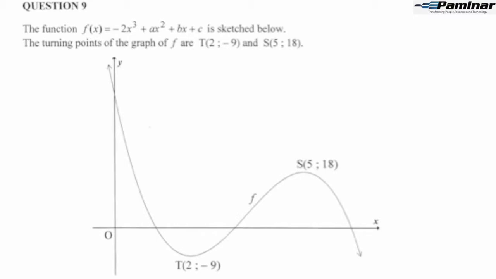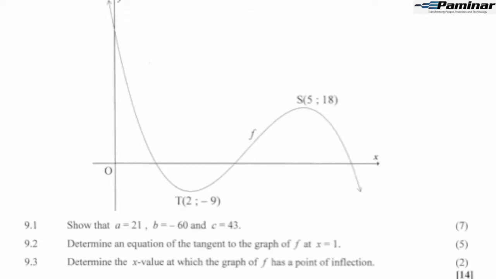Okay, moving on to question 9. It reads, the function f of x is equal to negative 2x cubed plus ax squared plus bx plus c, is sketched below. The turning points of the graph of f are the point T, which has coordinates (2, negative 9), and the point S, which has coordinates (5, 18). Question 9.1 says, show that a is equal to 21, b is equal to negative 60, and c is equal to 43, for 7 marks.